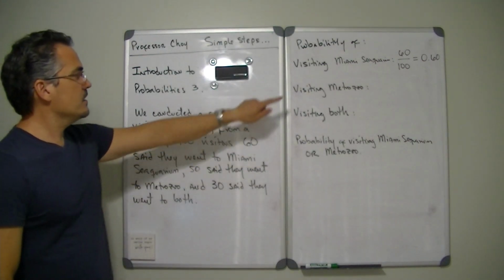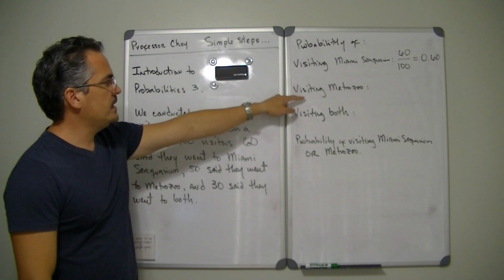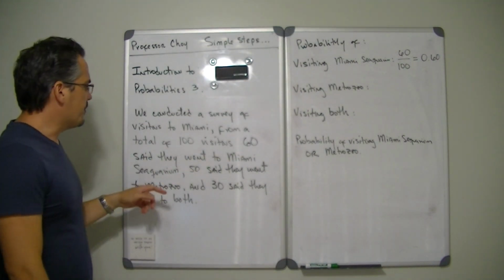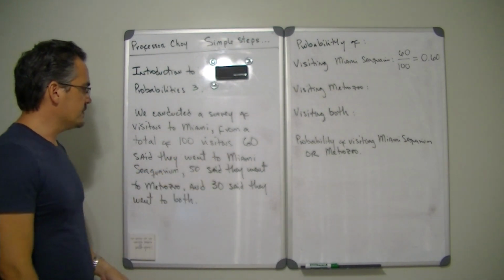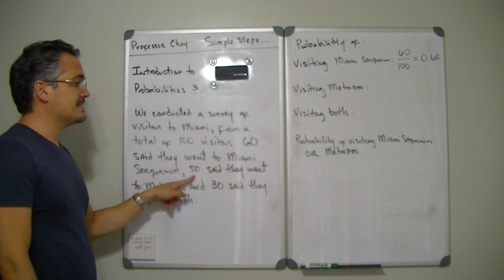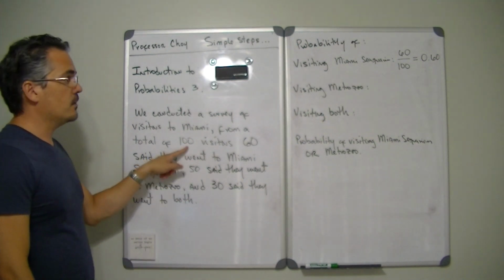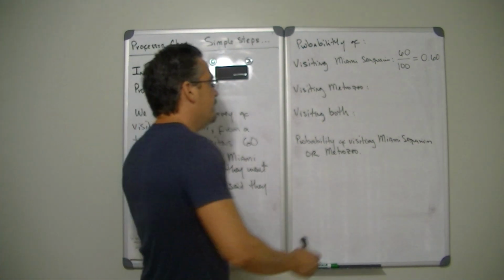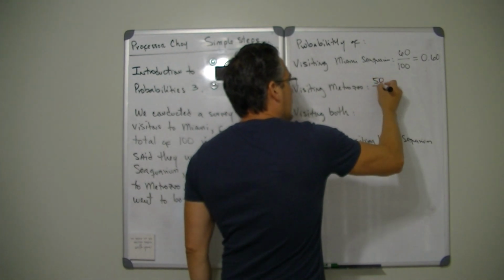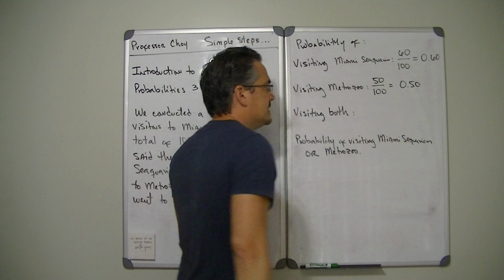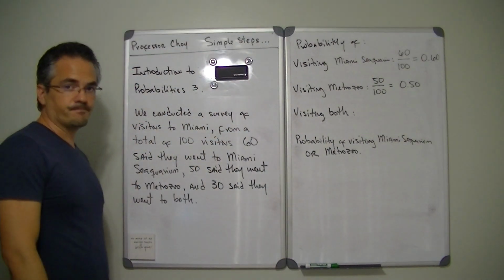Alright, now the second question is, what is the probability that somebody visited the Metro Zoo? So, the probability of visiting the Metro Zoo is the 50 people that said that they went to the Metro Zoo out of the total of 100. So 50 out of 100 said that they went to Metro Zoo, and that is 0.50.